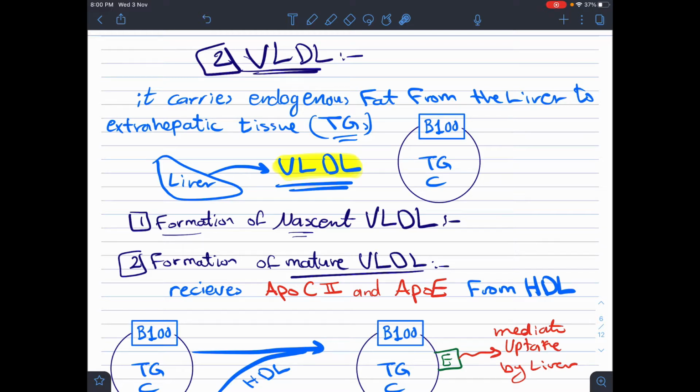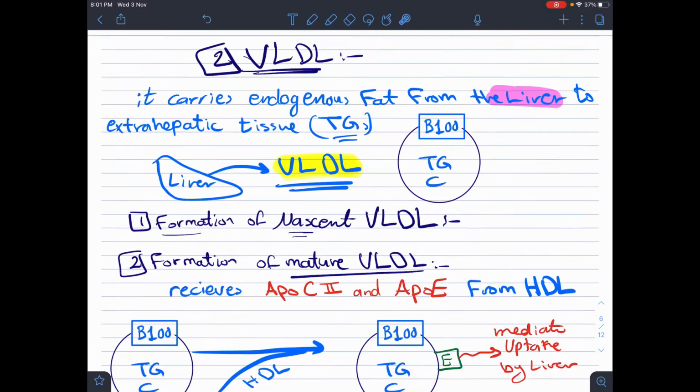So the second lipoprotein we're going to talk about is the VLDL. The VLDL is a lipoprotein that is synthesized from endogenous fat from the liver. The type of fat it contains is triacylglyceride, with very low content of cholesterol. So we have to know this information. The VLDL gets synthesized from the liver to the extrahepatic tissue.